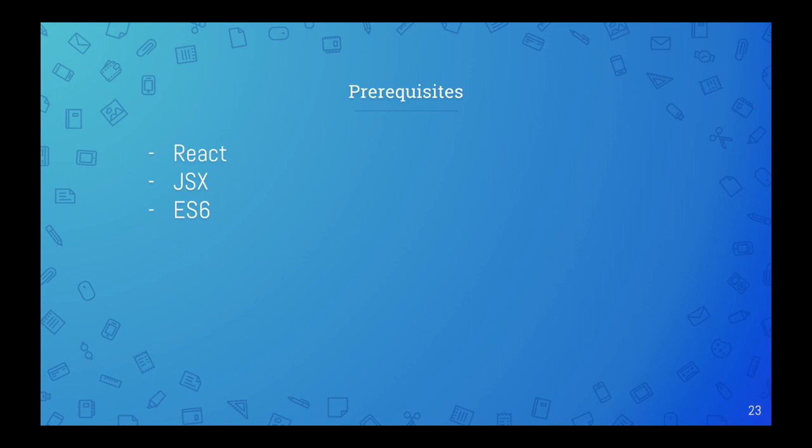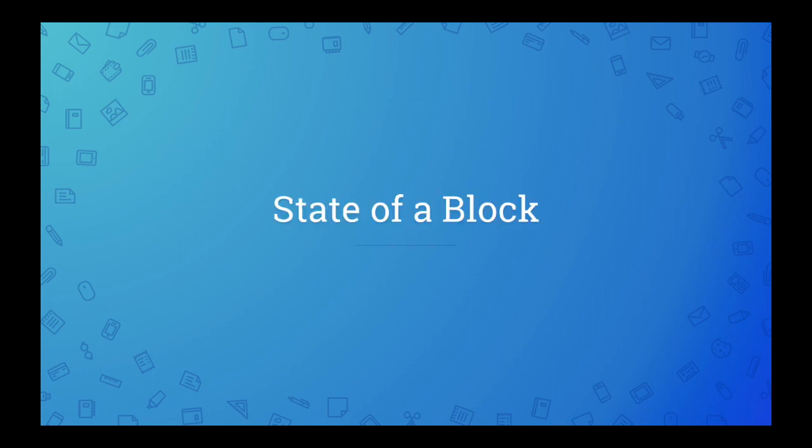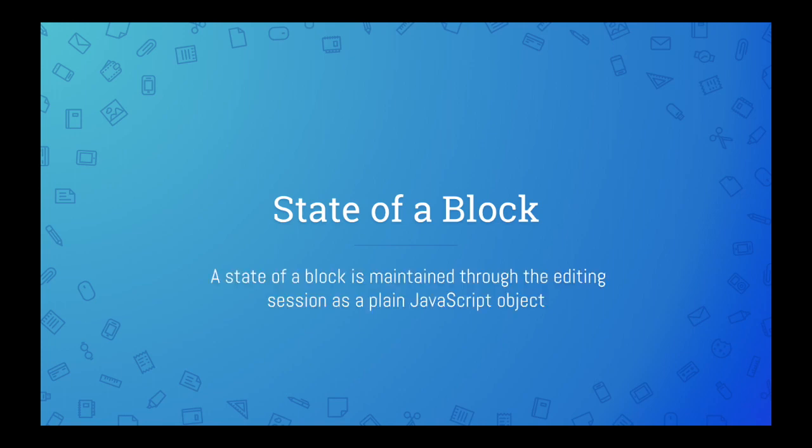Okay, so we're going to talk about something called the state of a block. To achieve the dynamic change in the block structure when the user changes a block or enters something in the WordPress block editor, the state of a block is maintained through the editing session as a plain JavaScript object, and every time the block is updated, the edit method is called, guys. So you can consider the edit method as the render method. You know that in a React component, every time the state changes, the render method is called. Similarly here, every time the block is updated, the edit method is called.